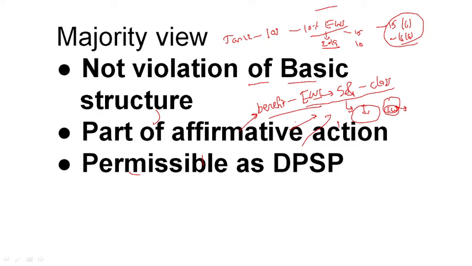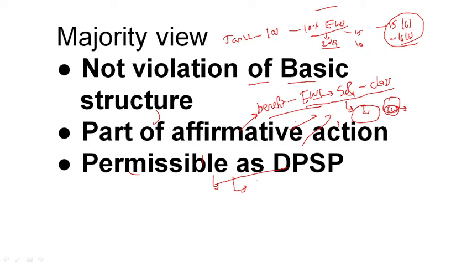Further, we have to understand that this allocation of reservations, according to Justice U. U. Lalit, is also permissible by the DPSPs. Here the dissenting judges also, that is the judges who opposed it, for example Justice Ravindra Bhat and U. U. Lalit, both mentioned that yes, it is permissible.